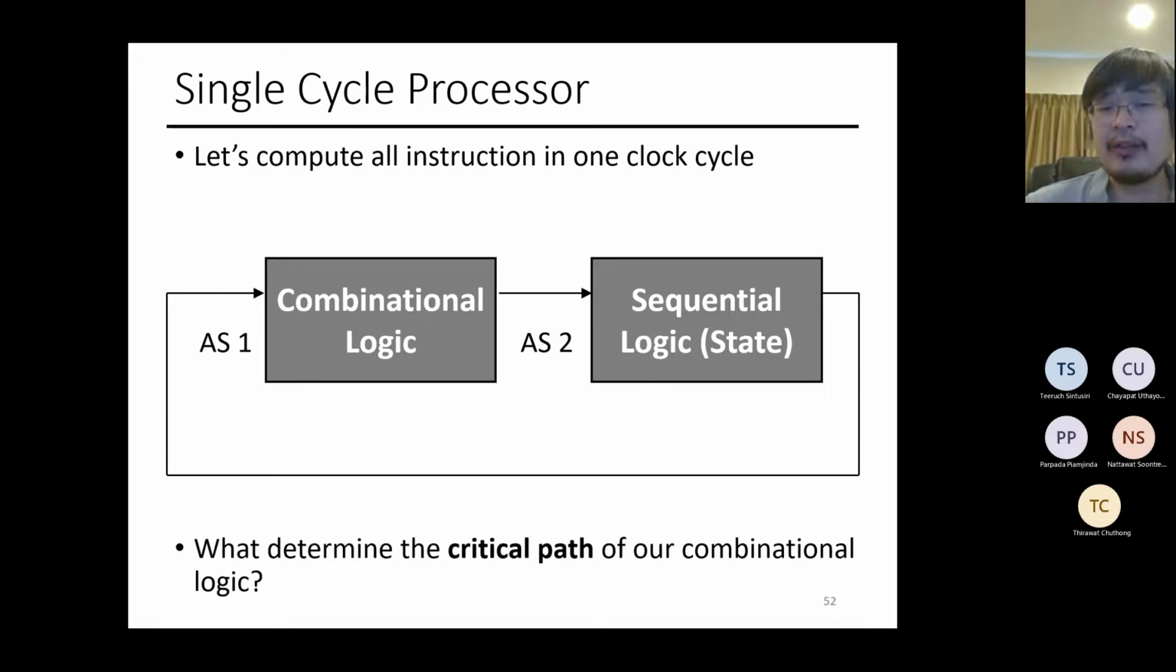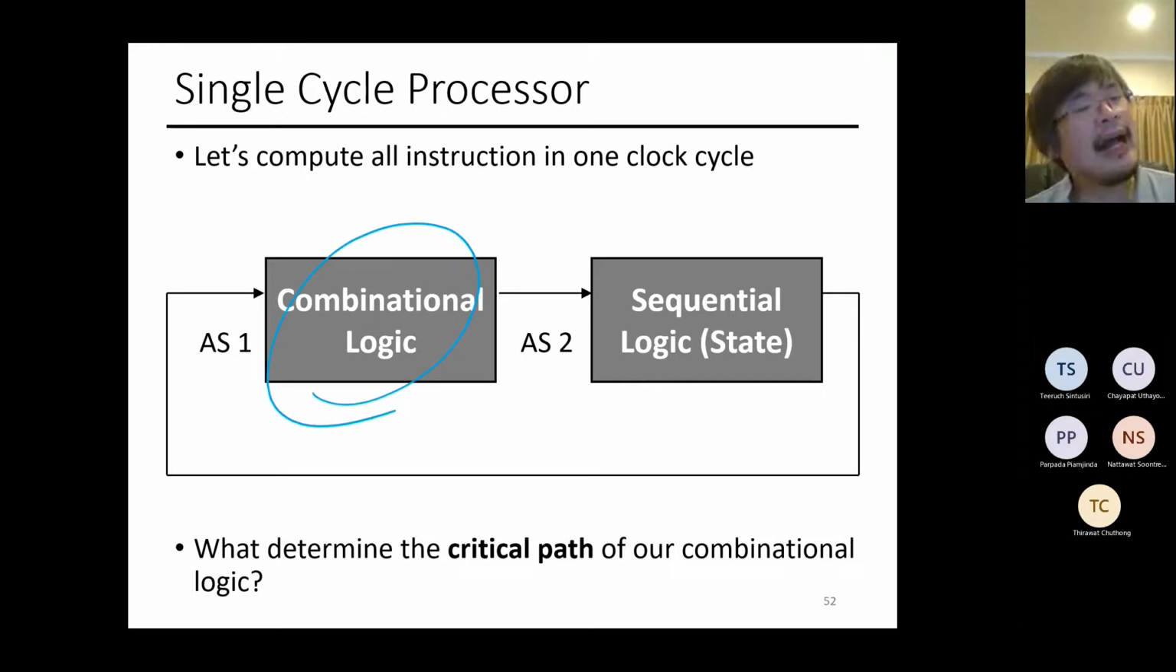So what determines the critical path of our combinational logic is the longest wiring that happens in my combinational logic right here, that I would need to make sure to hold the value so that if I have an electron coming in, it propagates and arrives at the sequential logic so that I can make sure I have a steady state and I can clock it as I mentioned earlier. Right? So that's the critical path.